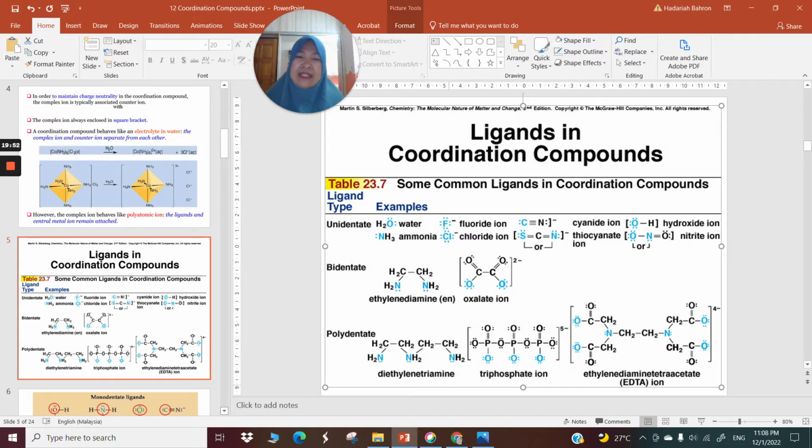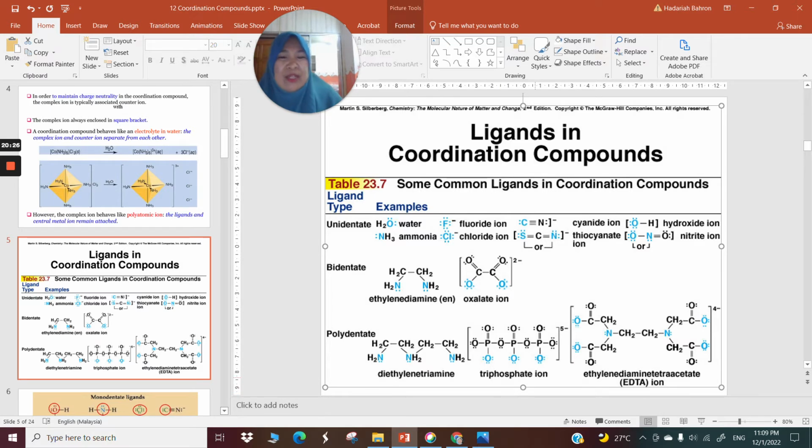Now have a look at polydentate ligand. Polydentate ligand is when you have more than two donor atoms. One example is diethylene triamine. So diethylene, ethylene is CH2CH2. There are two of them, so it's diethylene. But the amine, there are three of them. One, two, and three. So you have diethylene triamine. So that is a tridentate ligand, or being a general name of polydentate.